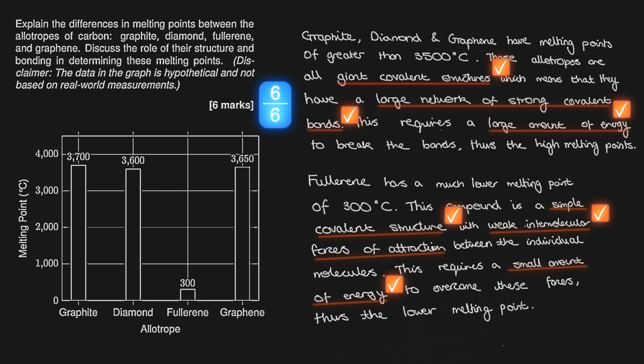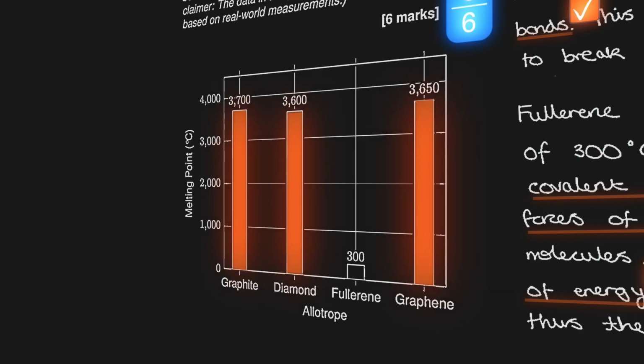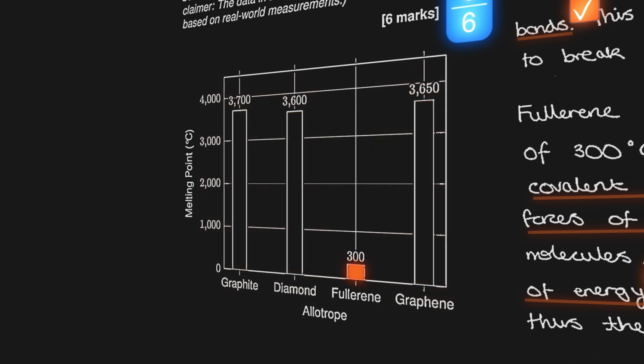So although in this question the 6 marks were given for the actual science, typically 1 or 2 marks are given for the data taken from the plots. So in this case, 3,500 degrees C for the giant covalent structures and 300 degrees C for the simple covalent structures.